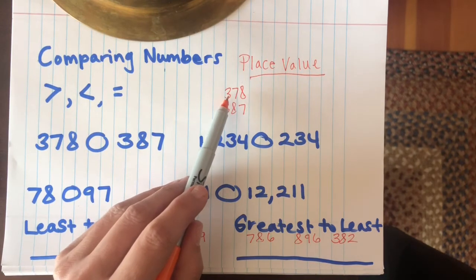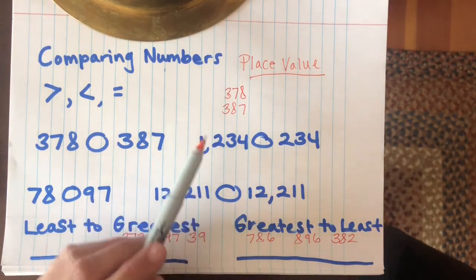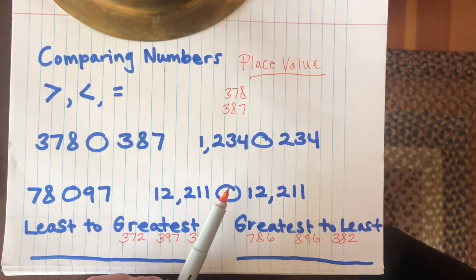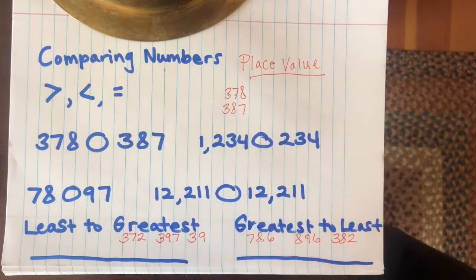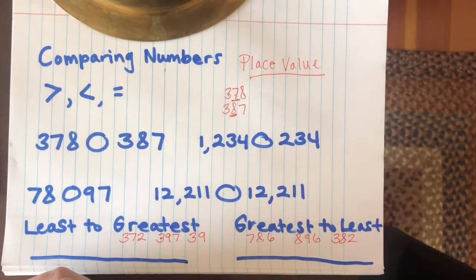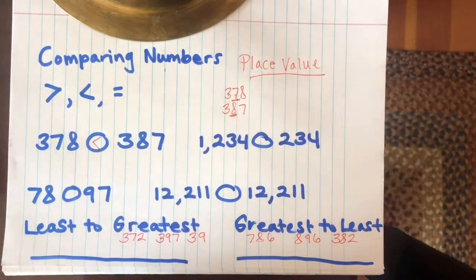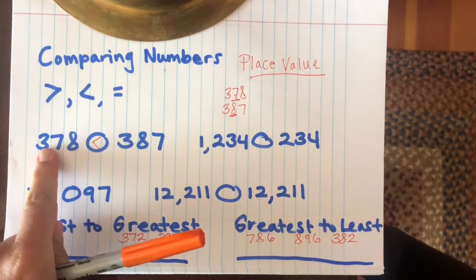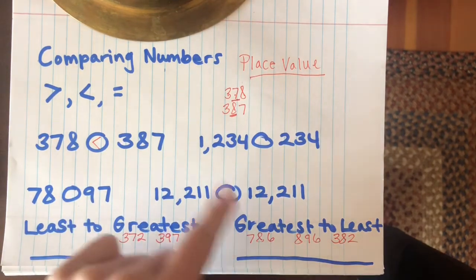So I look at the two numbers, the 3 and the 3 are the same, so they are equal. Then I go to the next greatest place value. The 7 and the 8 are in the next place value. This is the tens place. So I ask myself, which is greater, 8 tens or 7 tens? Well, I know 8 tens is greater. So this means that 387 is greater than 378.